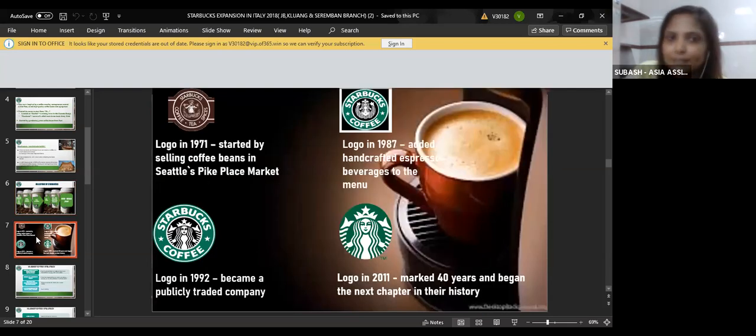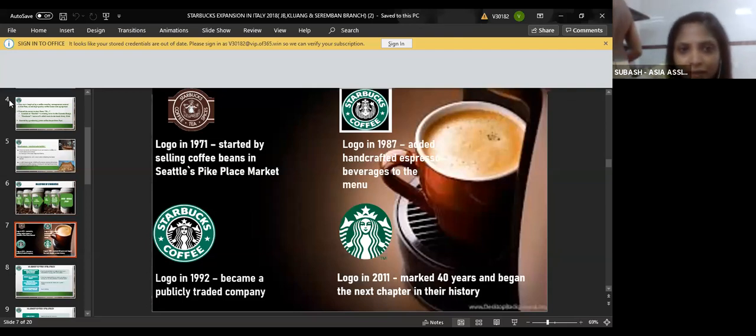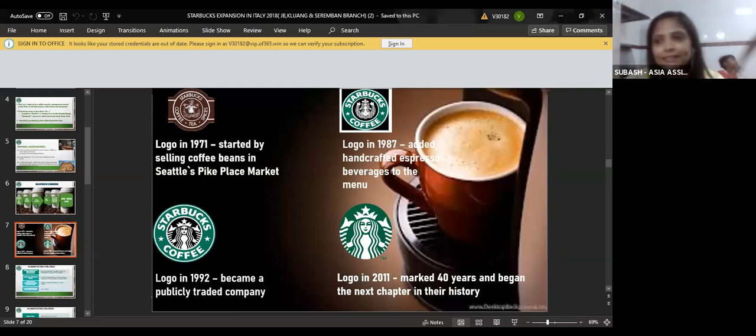Okay, these are the Starbucks logos so far. As I mentioned in the third slide, they were just roasting and retailing whole bean and ground coffee, tea and spices in 1971. And you can see it in the first logo. This is the first logo, started by selling coffee beans in Seattle's Pike Place Market. So the logo looks like this back in 1971.